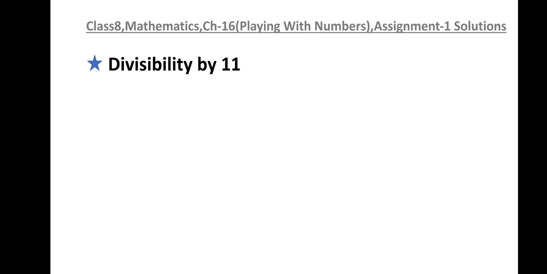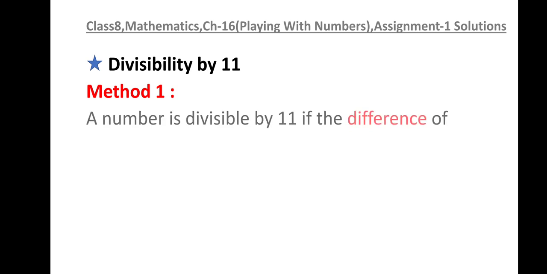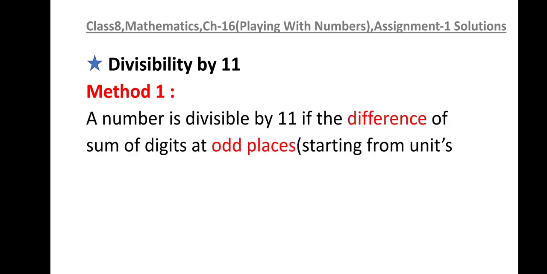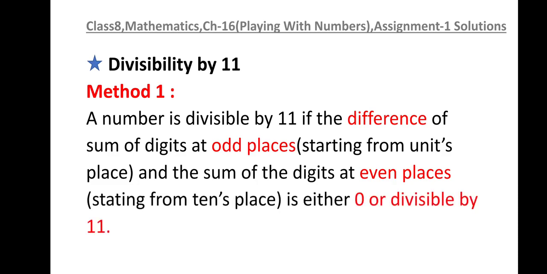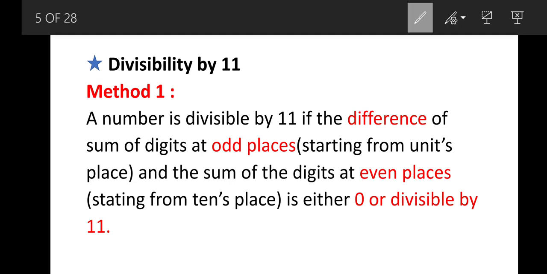Now coming to the divisibility rule by 11. What does this rule say? Method 1. There are two methods to check the divisibility of a number by 11. First method is, a number is divisible by 11 if the difference of the sum of the digits at odd places starting from units place and the sum of the digits at even places starting from tens place is either 0 or divisible by 11. What is this method 1?